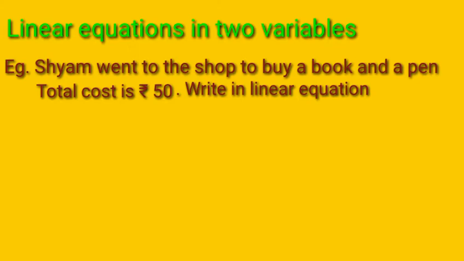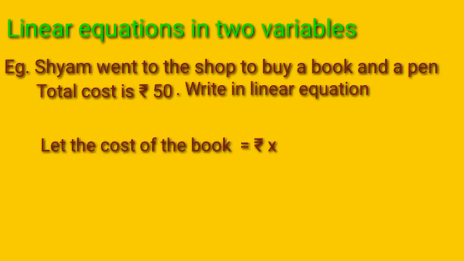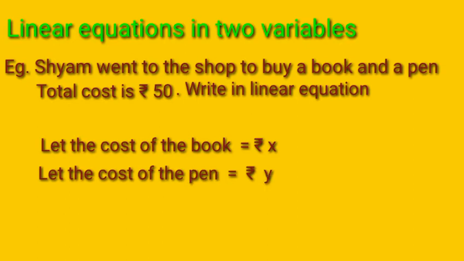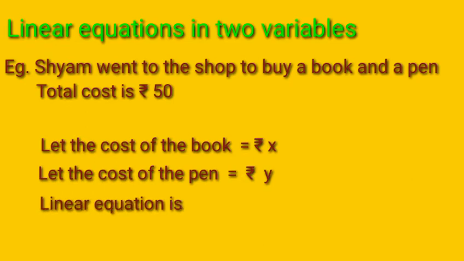So we can assume that the cost of the book be rupees x and the cost of the pen be rupees y. So x is the cost of the book and y is the cost of the pen. The total cost is 50, so we can write this as x plus y is equal to 50. Look, here two variables are there, x and y. This way we are writing the linear equation in two variables.